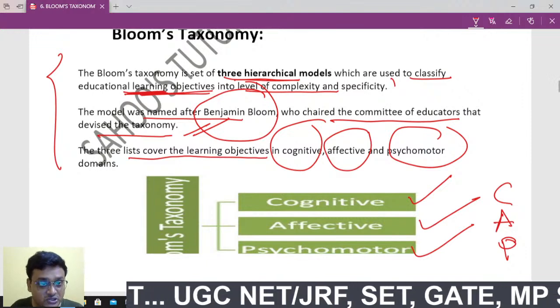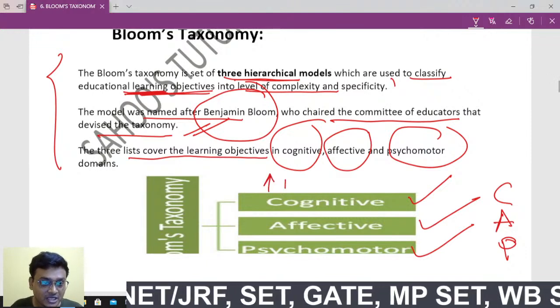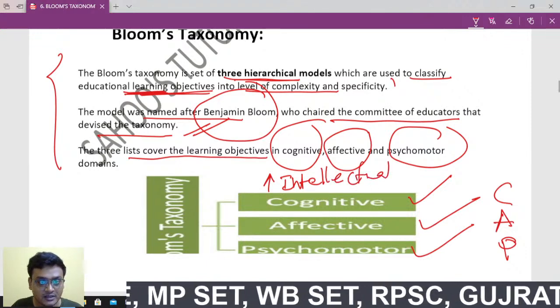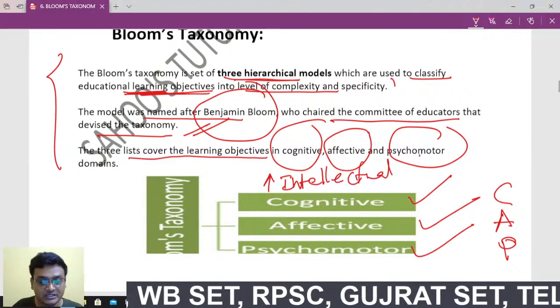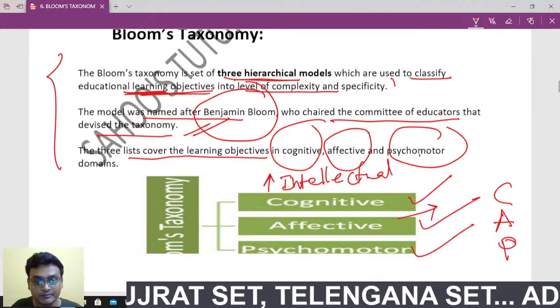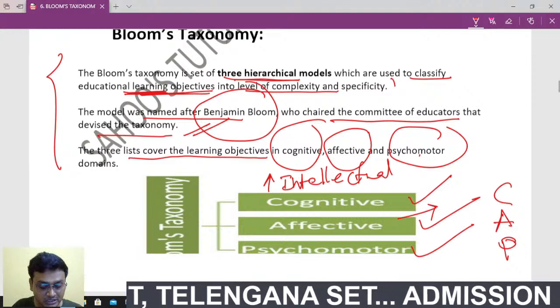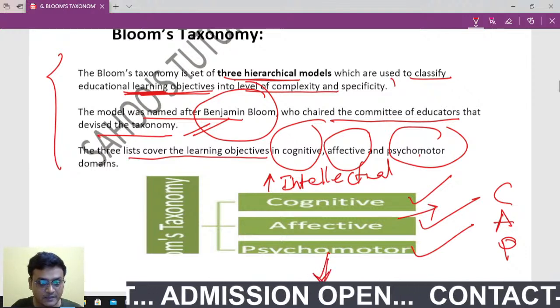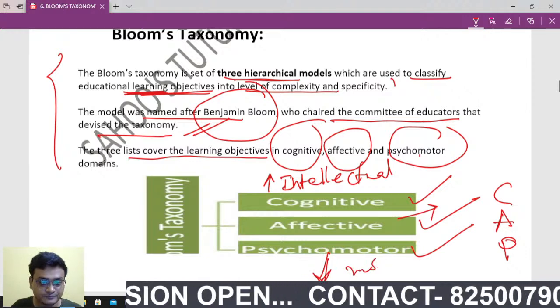Cognitive is associated with the intellectual. Whereas affective deals with attitudes and beliefs. These are emotional things. Psychomotor is motor skill, physical skill.